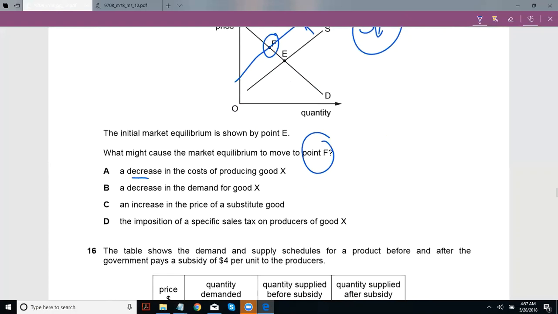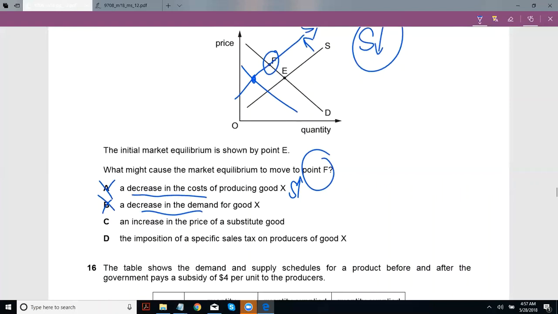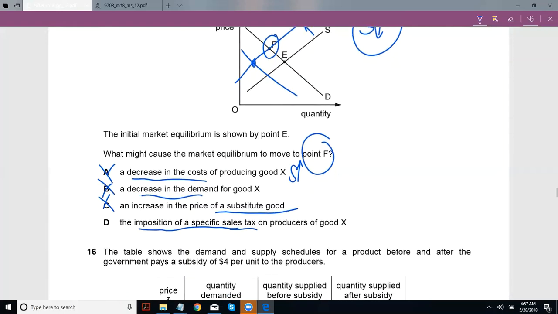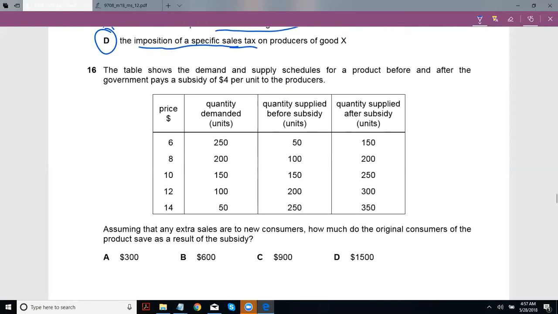So if there's a decrease in costs, that will increase supply. That's not what we're looking for. If there's a decrease in demand, no, demand is supposed to remain constant. Otherwise, it'll go somewhere here, which we don't want. If there's an increase in the price of a substitute, that's a factor of demand. We don't want demand to change. If there's the imposition of a specific sales tax, if a tax is imposed, that will decrease supply, which is exactly what we want. So that's that.